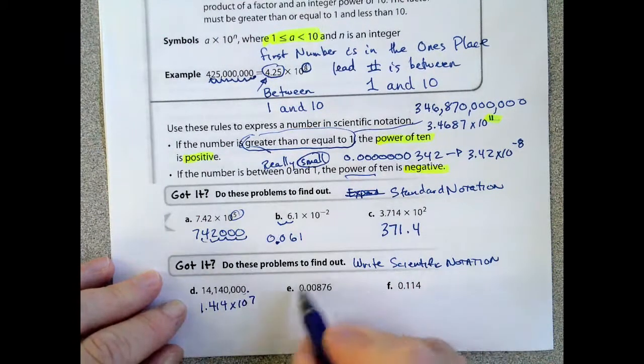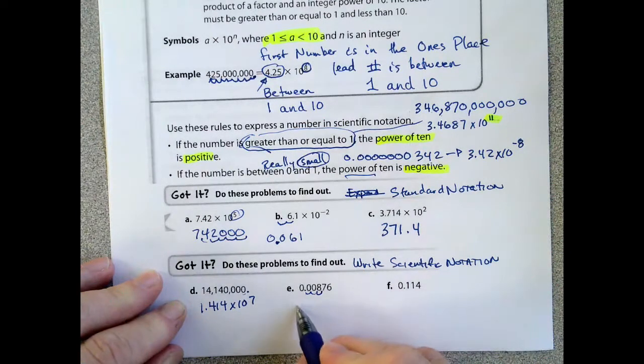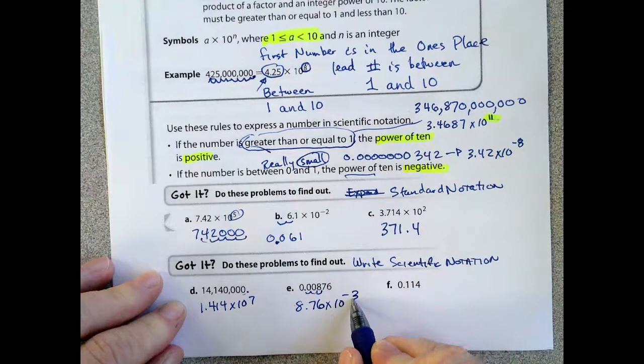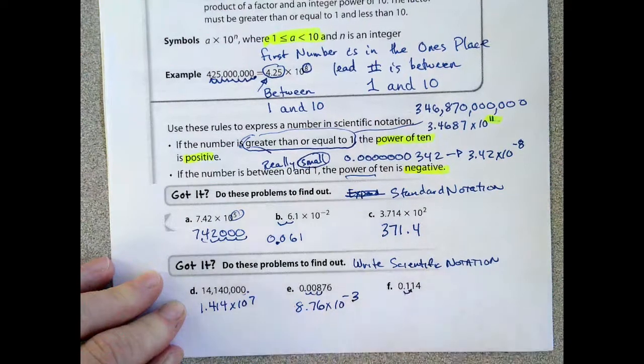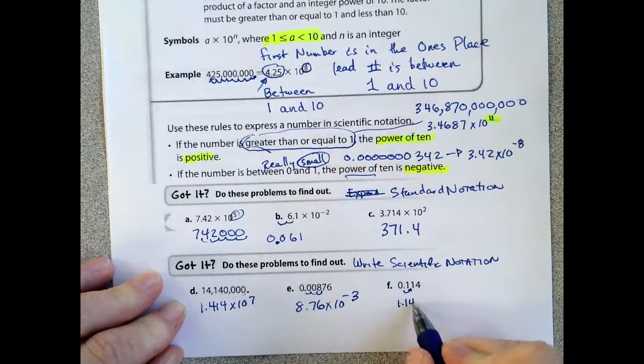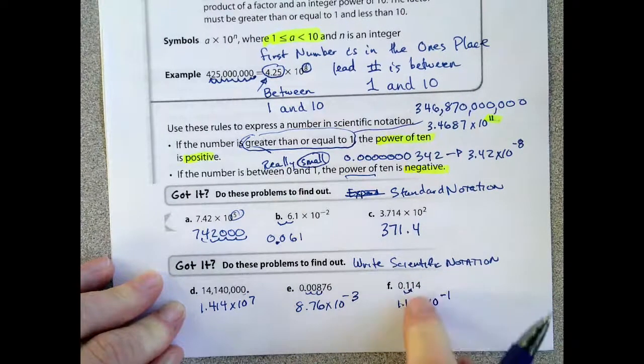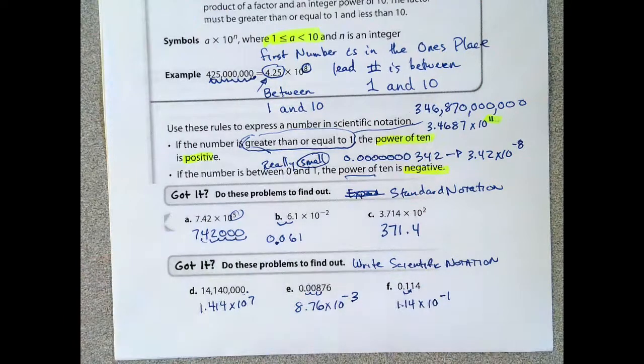Here, a very small number. We're going to move it 1, 2, 3. What do we get? 8.76 times 10 to the negative 3. We only have to move it one time here. 1.14 times 10. Now it was small, remember? So we moved it the other way.